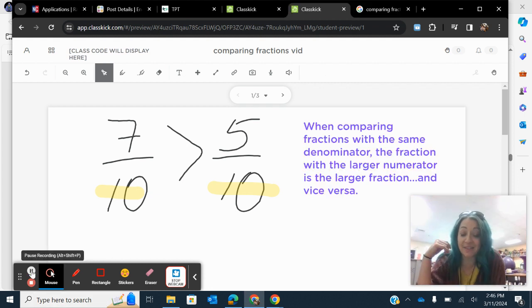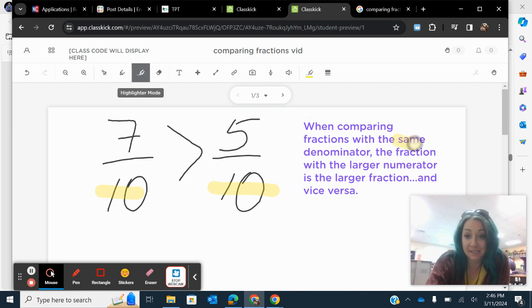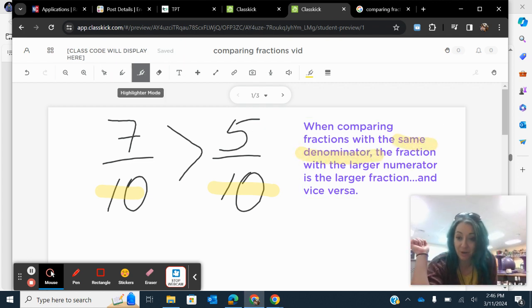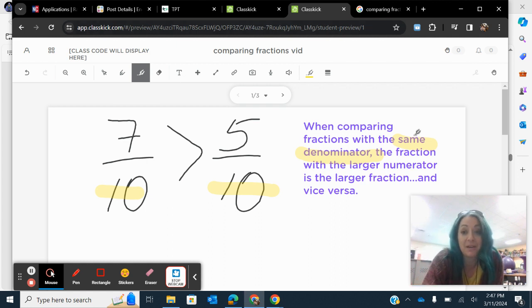So just one last thing that I will share for this rule. When comparing fractions with the same denominator, the fraction with the larger numerator is the larger fraction, and vice versa. Meaning, when comparing fractions with the same denominator, the fraction with the smaller numerator is the smaller fraction. That's it. That's all it takes when you are comparing fractions with the same denominator.